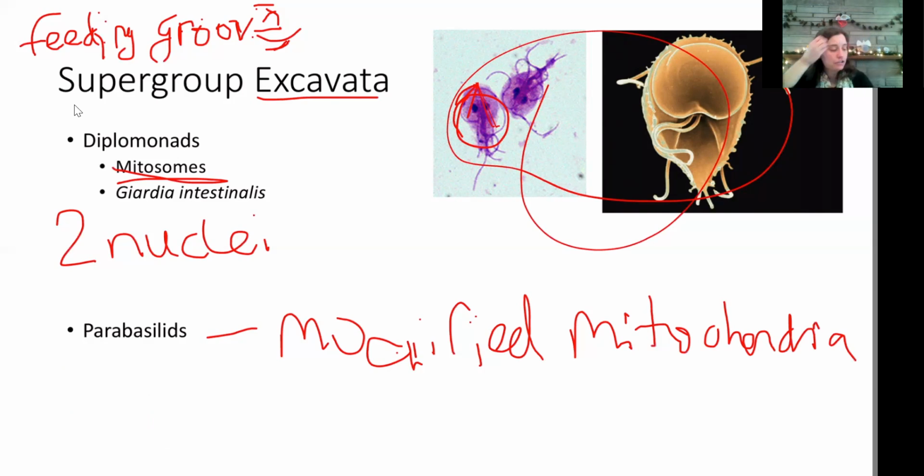They also have modified mitochondria, and their mitochondria are called hydrogenosomes. Hydrogenosomes, they have hydrogen in their name. That's because they can produce energy anaerobically, and when they do that, hydrogen is a byproduct. So anaerobic respiration with hydrogen gas as a byproduct. Again, no DNA, but they are double membrane, so they're similar to the diplomonads.